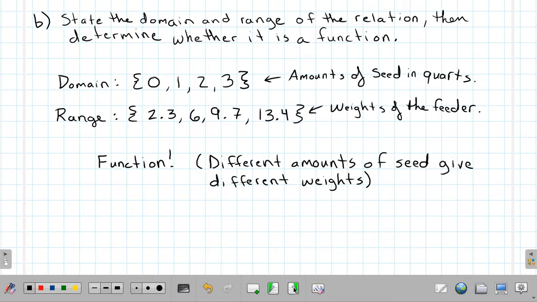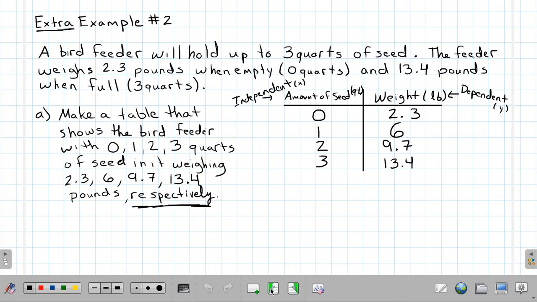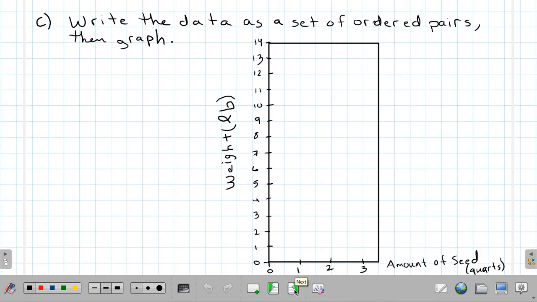Now let's look at the main part of this example: let's write the data as a set of ordered pairs, then graph. Well, once again, it all stems back from us doing the table correctly. If we did the table correctly, then we have the ordered pairs right there for us to graph. So what are the ordered pairs? Well, once again, set of ordered pairs: {(0, 2.3), (1, 6), (2, 9.7), and (3, 13.4)}.